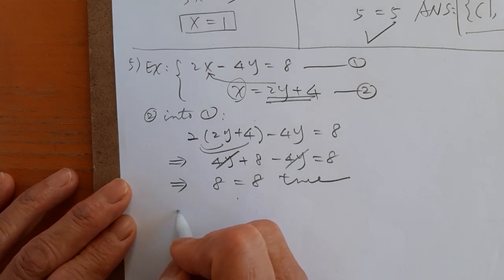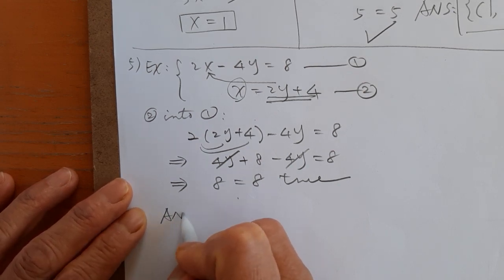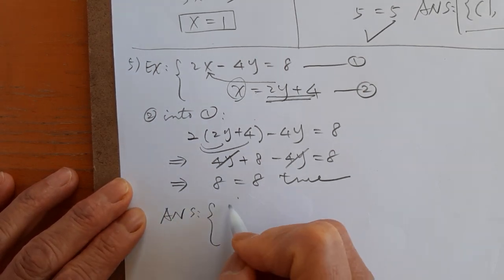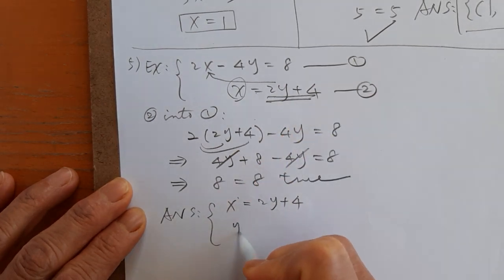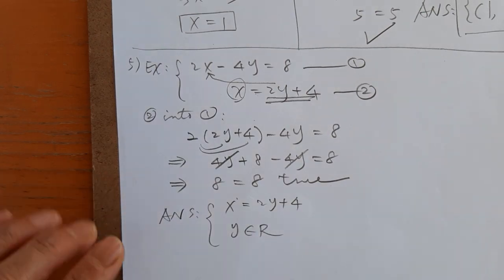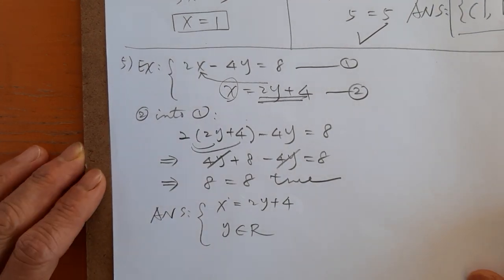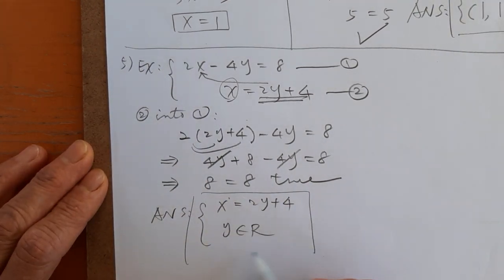So then you write down the answer. The answer in system form: you can put x equals 2y plus 4, and y are all the real numbers. y belongs to R. This is the solution.